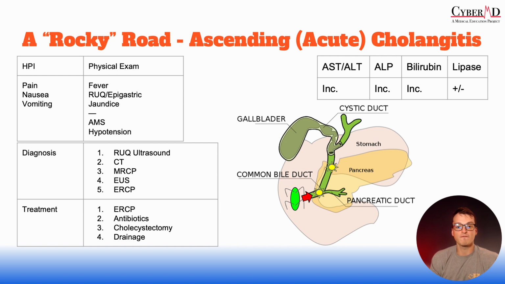Additionally, patients who are further in the disease process may present with something known as Reynolds' pentad. This includes the aforementioned fever, abdominal pain, and jaundice, but also includes hypotension and altered mental status. Essentially, these patients are in septic shock.